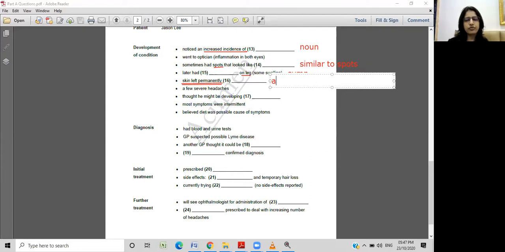What kind of adjectives do we use for skin? Can anyone of you predict that? But it says skin left permanently. So it is less likely to be a sensation. I'm using adjective for skin. So damaged, yeah. What else? What else? It permanently became what? What are the common abnormalities related to skin?